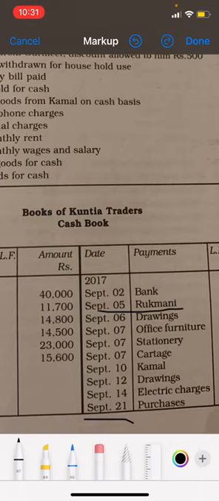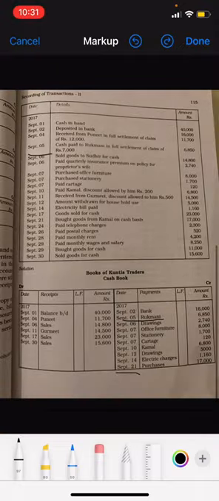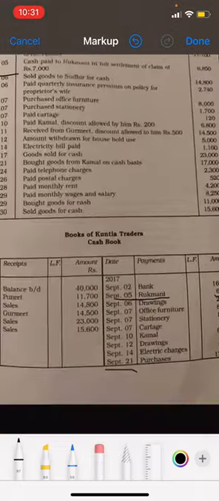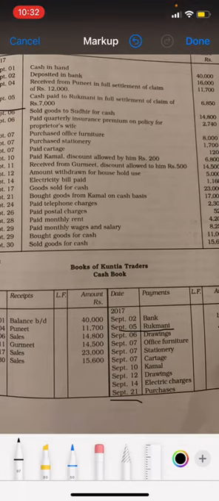Okay, September 5. And yeah, Rukmini's account 6,850. Okay, next is sold goods to Sudhir for cash.